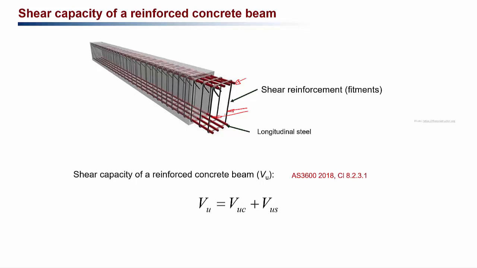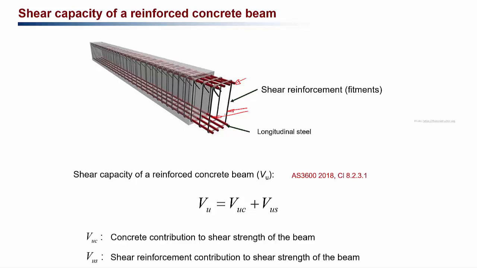So the shear capacity of a reinforced concrete beam with shear reinforcement is given in clause 8.2.3.1 in AS3600. It is given as the summation of the shear capacity contributed from the concrete section itself and the shear capacity contributed from the shear reinforcements or the fitments. So VUC here is the concrete contribution to the shear strength of the beam, whereas the VUS is the shear reinforcement contribution to the shear strength of the beam. So it is a combination of both the concrete and the steel contribution.